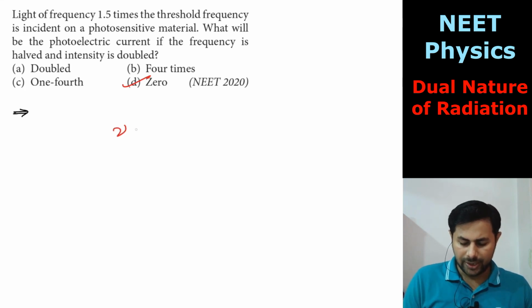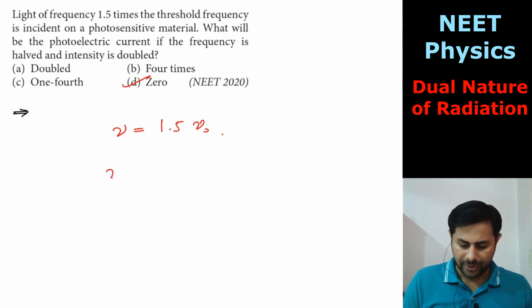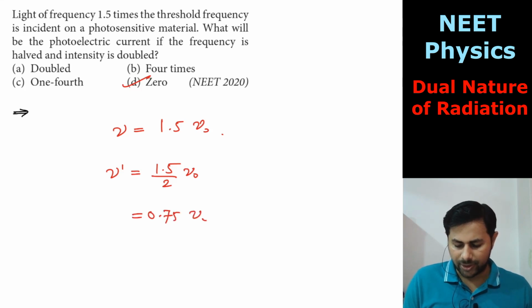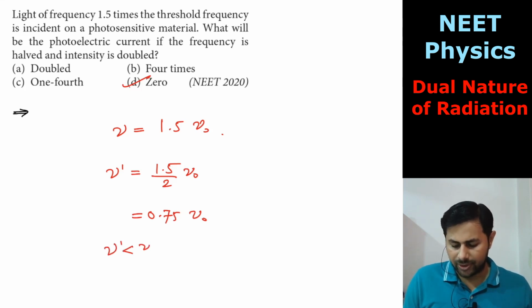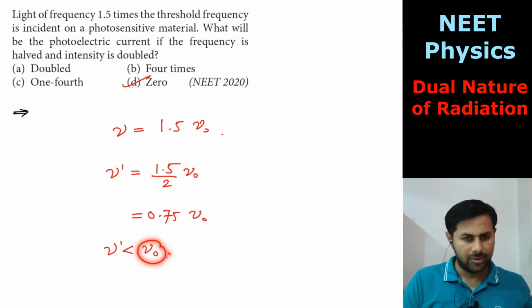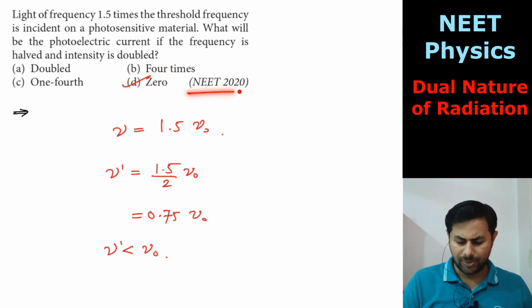Okay, so nu is equal to 1.5 times nu naught, the threshold frequency. This is given. If the frequency is halved, that means nu prime is equal to half of 1.5 nu naught, which is 0.75 nu naught. So nu prime is less than nu naught. And if the frequency is less than the threshold frequency, no photocurrent or no photoelectric emission happens, right? So that's why the answer is 0. Okay, that's very simple. This is from NEET 2020.